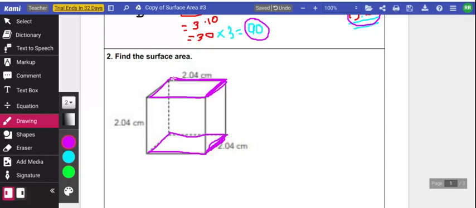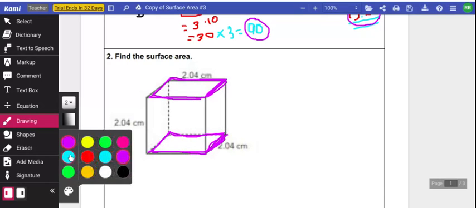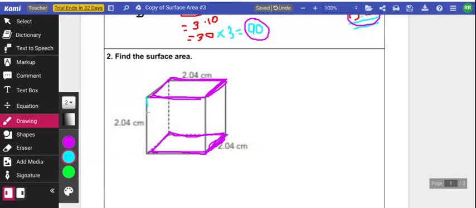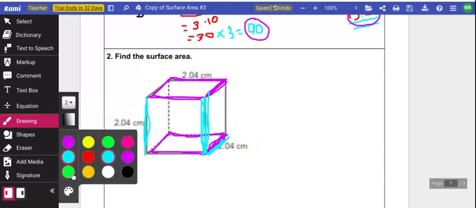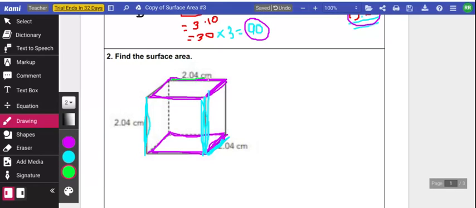So not only is the top a square and the bottom a square, those faces are squares, but in fact, every face is a square. I know that from here to here is 2.04, and so from here to here would be 2.04. And so on the sides, I have a 2.04 by a 2.04, and so the top and the bottom are squares, the sides are squares, and the front and the back are squares. If from here to here is 2.04, then from here to here is 2.04.